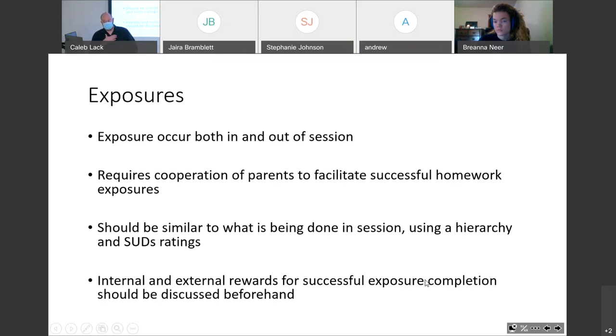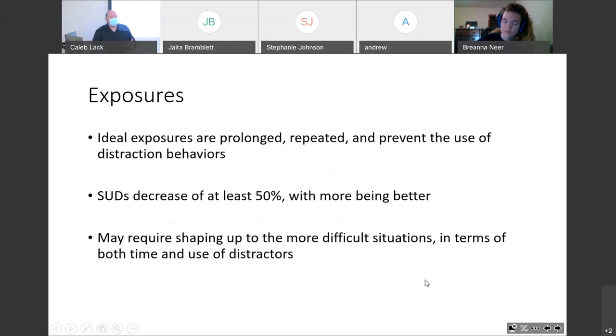I can start at the top. We can do that. It works. It's called flooding. But it is very, very difficult to get people to agree to do it, especially children. And it's pretty rough. It works. I've done it before in situations where it was called for. But we generally start with this hierarchy piece. We use the SUDS to see where somebody is right now. Because what we're optimally wanting is a SUDS decrease of at least 50%. If you start at a 30, I want you down to a 15.